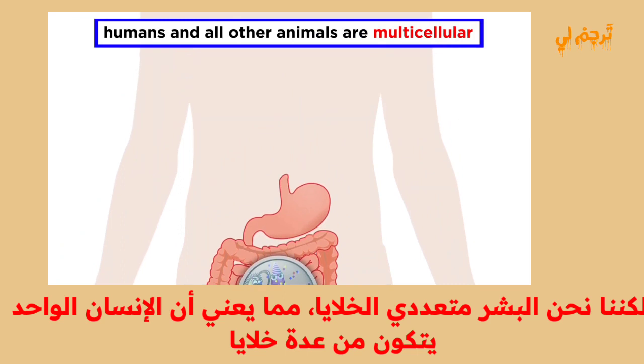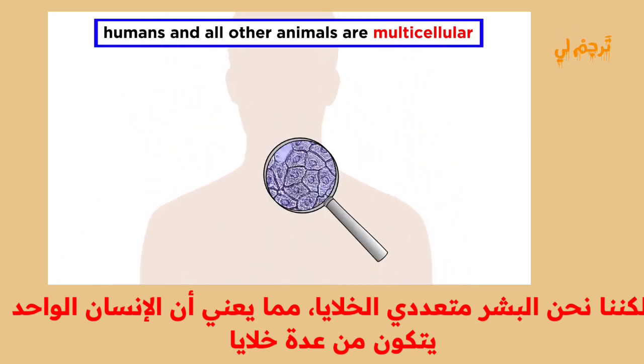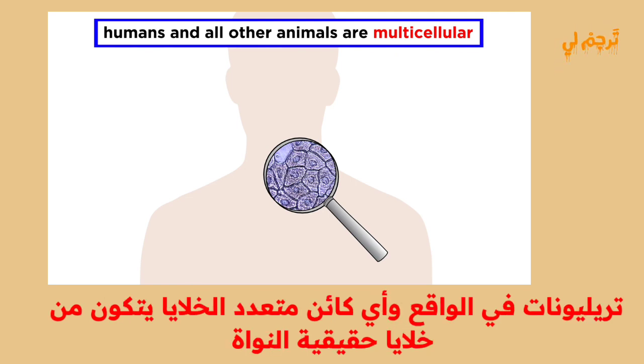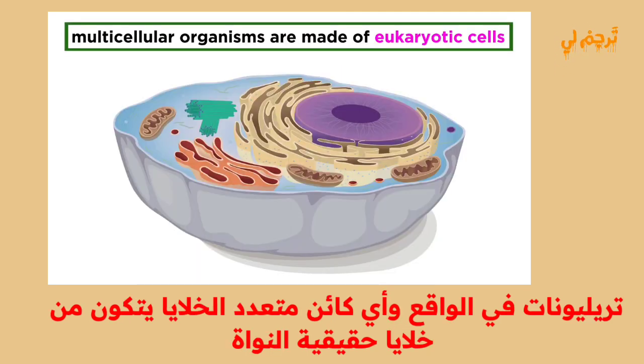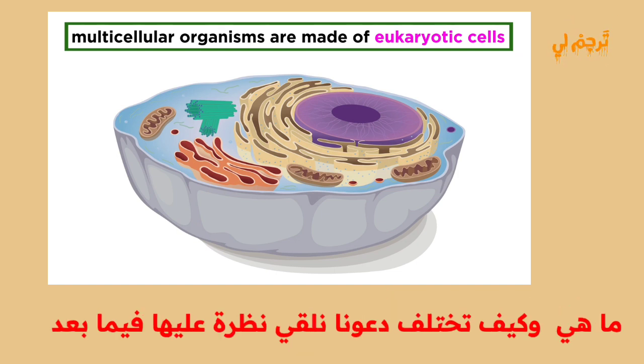But we humans are multicellular, meaning one human is made of many cells, trillions in fact. And any multicellular organism is made of eukaryotic cells. What are those and how do they differ? Let's take a look at them next.